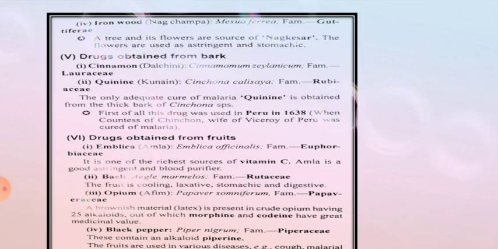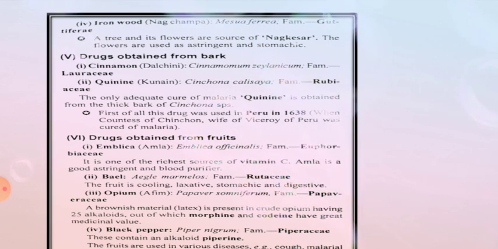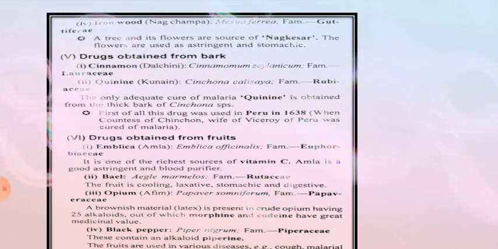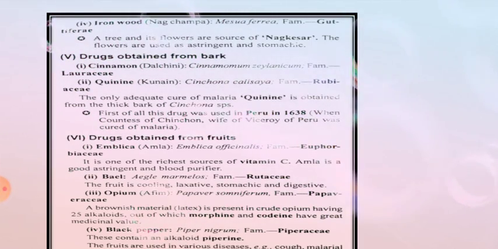Cinchona calisaya. First of all, this drug was used in Peru in 1638, when the Countess of Chinchon, the wife of the viceroy of Peru, was cured of malaria. And here is the very important point: you can remember or recall the species name, that is Cinchona calisaya. It is mainly used to obtain quinine to cure malaria.